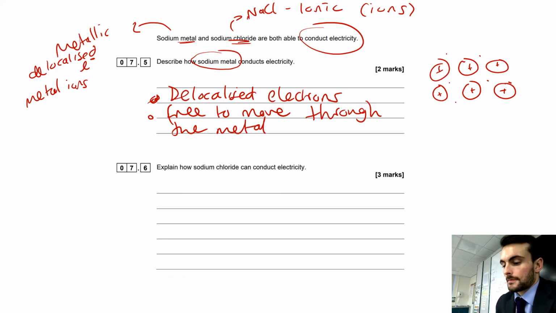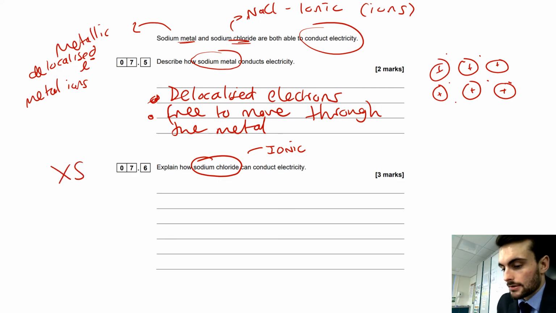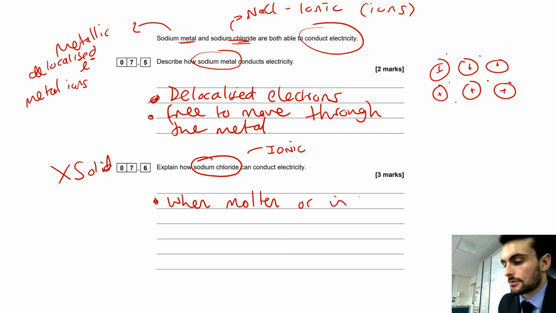That's your 2 marks. And the next one, last question, explain how sodium chloride can conduct electricity. So this one, remember, is ionic bonding, so we're talking about ions. So when can sodium chloride conduct electricity? It won't do it when it's solid, we know that. It will not do it when it's solid. When will it do it? It will conduct when it is either molten or in solution, right? You only need one of those to get that mark.